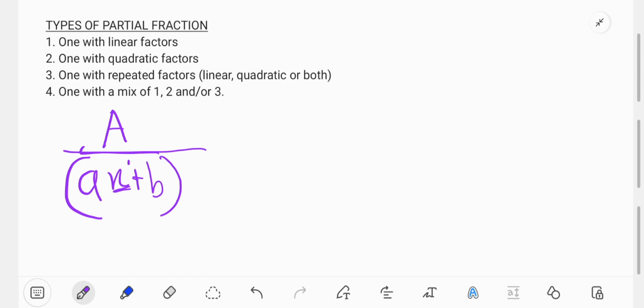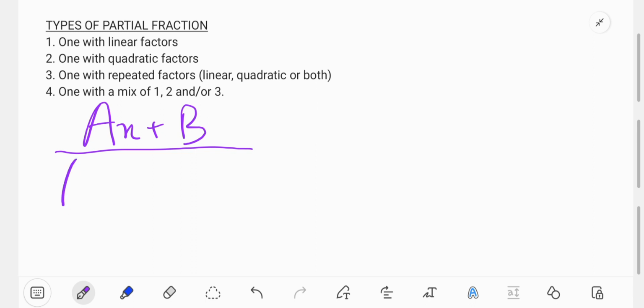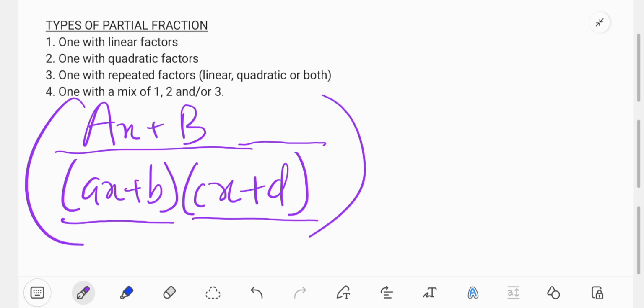Okay, so partial fractions containing linear factors can come in a form like this. Let's say ax plus b all over ax plus b in small letters cx plus d. So you can have a fraction like this. If you check the denominator, we have factors which are linear factors. If you are given a fraction like this and you want to break it down into partial fractions, you can follow how we do it for linear factors because the denominator has linear factors.